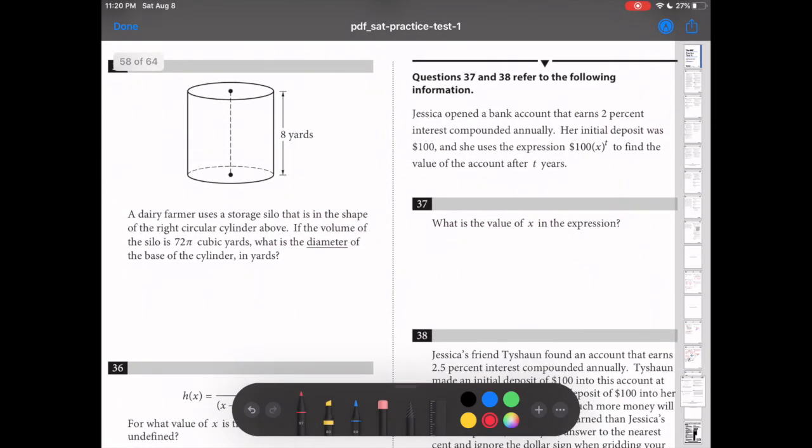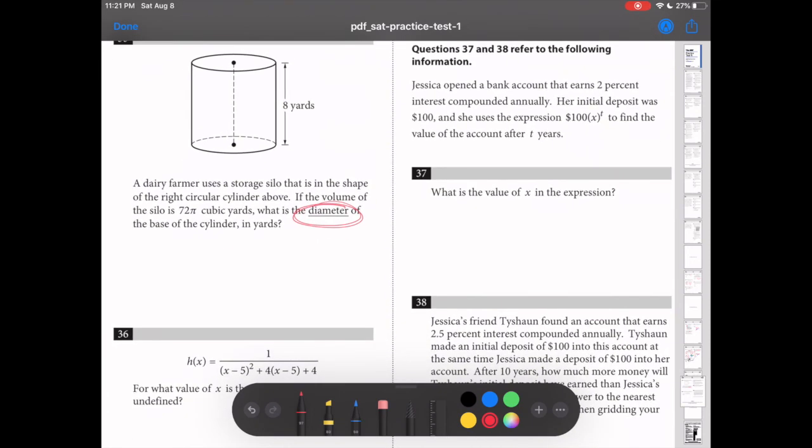Question 35, this is a volume question. Make sure you really know your math and geometry well here. Using the formula, we can easily solve for r, but actually be very careful. It's underlined. You want diameter, so once you solve for r, make sure you multiply by 2. V equals pi r squared h. Good to know that formula.